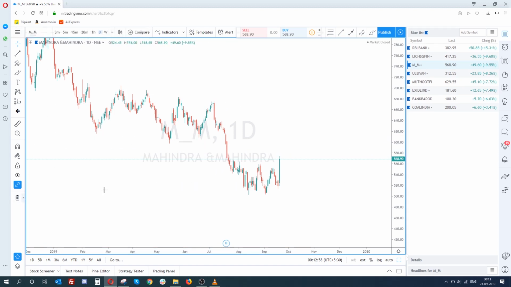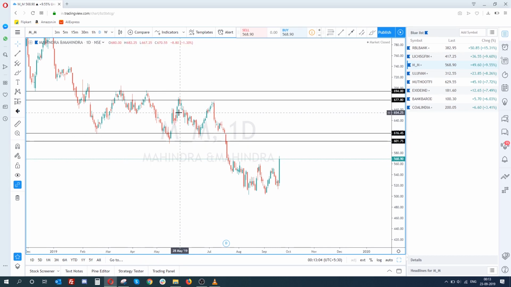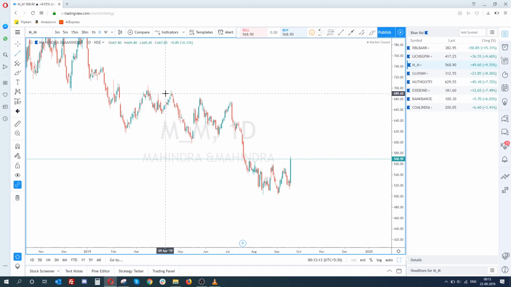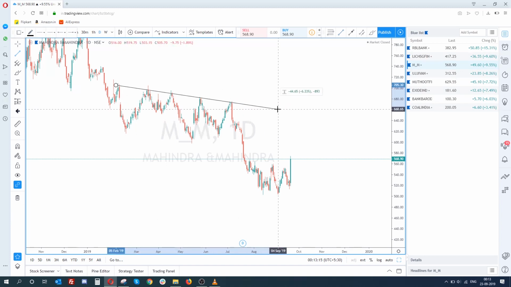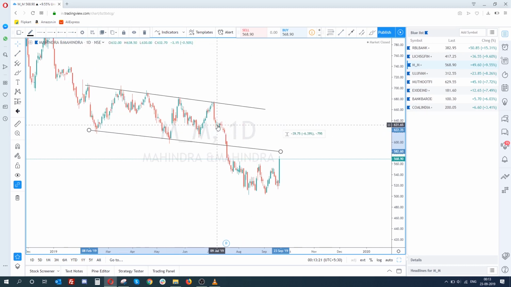But if I draw horizontal lines, it will be much more confusing. Yes, you will get a trade after this area, but don't you think that this is much simpler and self-explanatory than that? Yes, right? So that is why we stick with this.